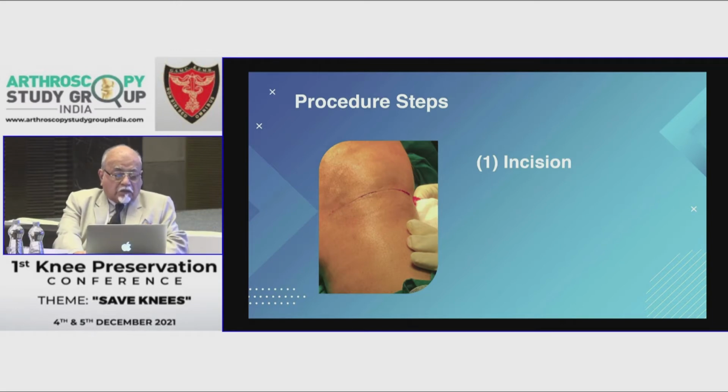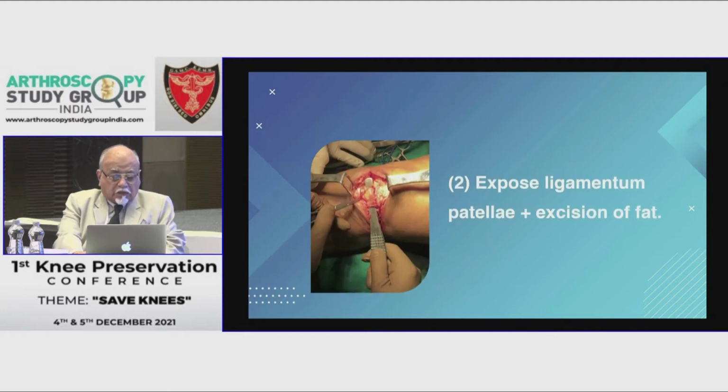A lateral incision is put, a lazy S incision transversely between lower pole of patella and tibial tuberosity. And skin, subcutaneous tissue and the quadriceps expansion is cut and ligamentum patelli is isolated. And the fat underneath the ligamentum patelli is excised to visualize the subchondral bone.